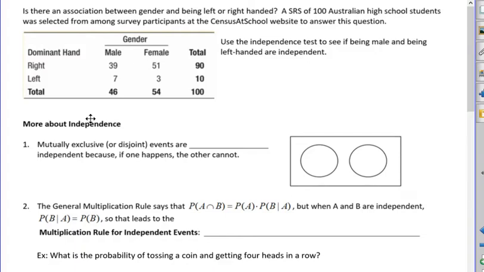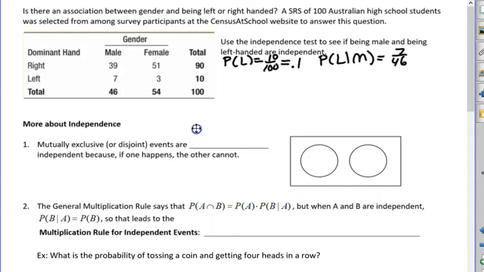We can do it either way, but I'm going to look at the probability of left-handed and then the probability of left-handed given that you're male. I could do it the other way around, but this makes sense to me. The probability of being left-handed is 10 out of 100, or 0.1. The probability of being left-handed given that you're male is 7 out of 46.